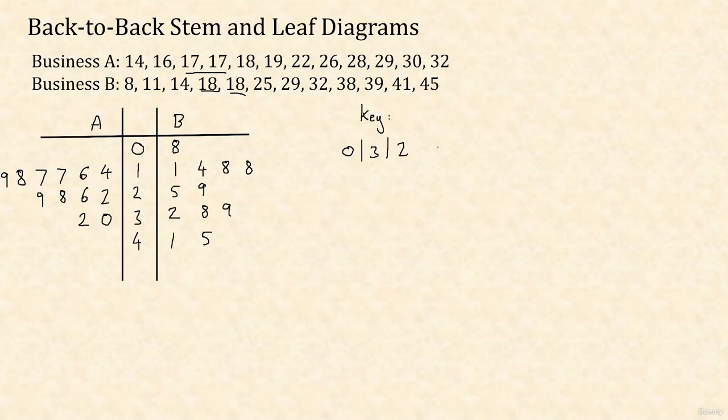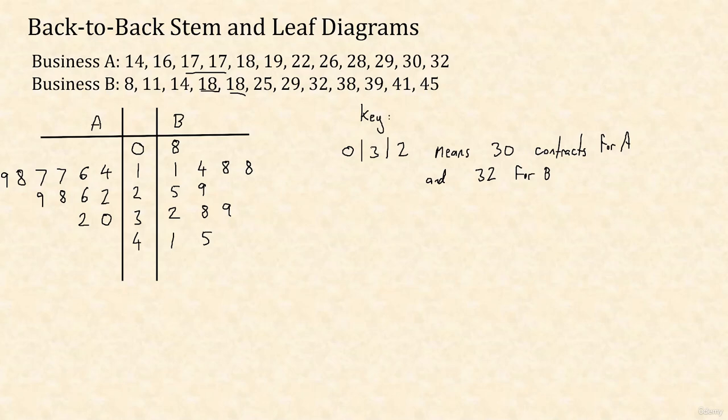So I just need to say what that means. Now, I didn't actually say in the question what these represented, but let's just say this is number of contracts. So it means 30 contracts for A and 32 for B. So we always just explain what this sort of notation actually means.